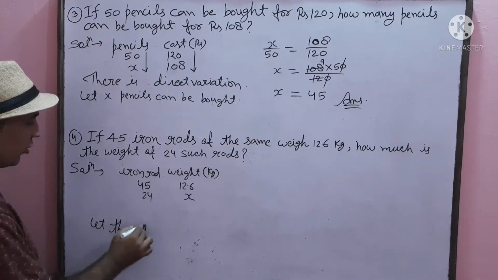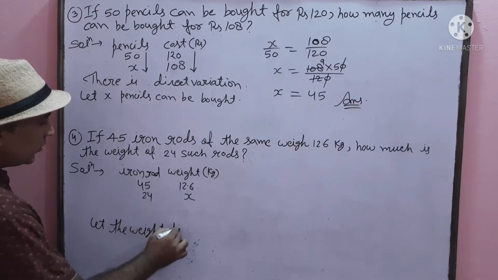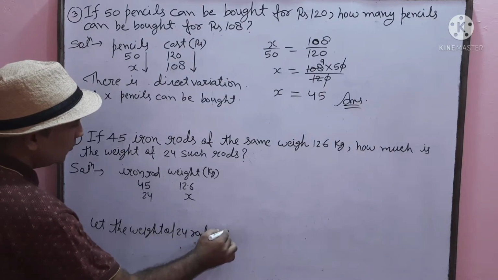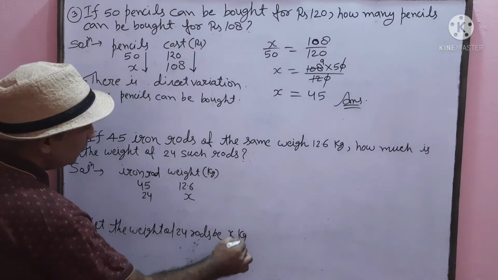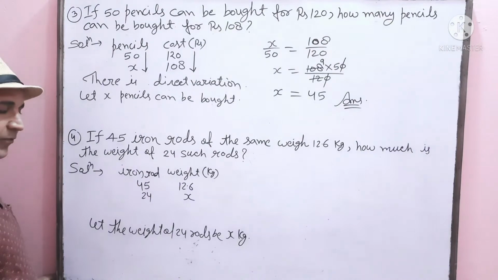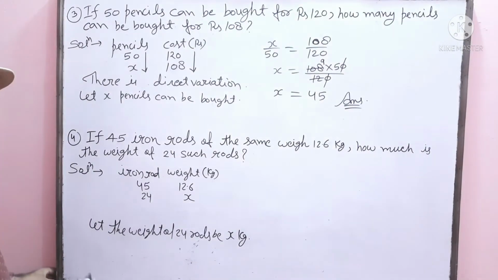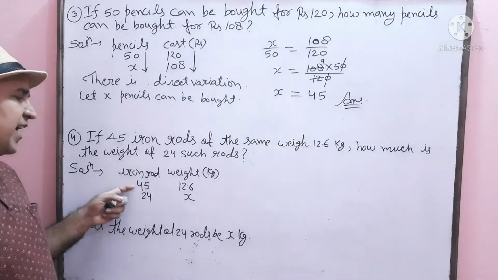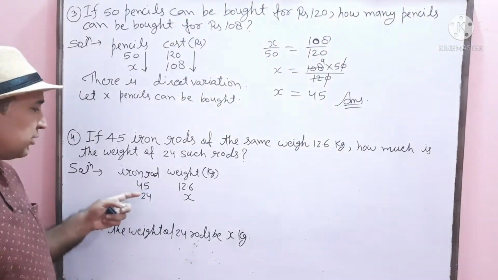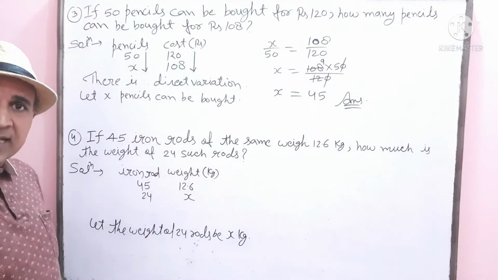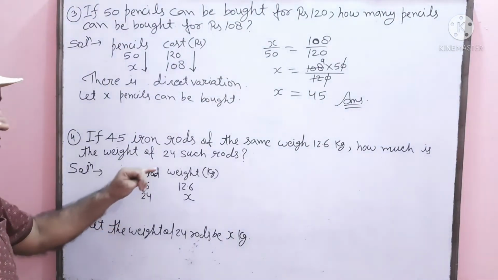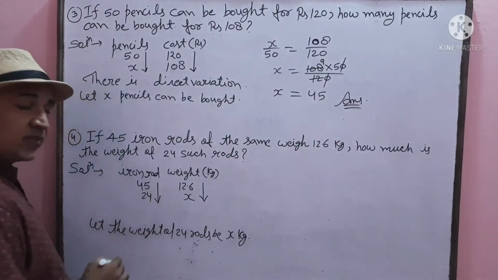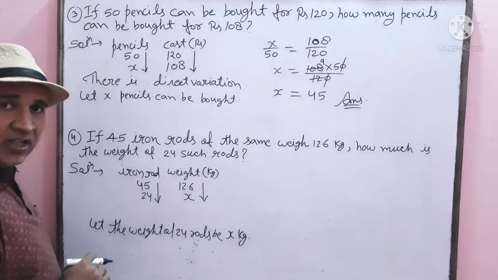Let the weight of 24 rods be x kg. Again we will check which relation is here. Children, it's very easy to think. If the weight of 45 rods is 12.6, then 24 rods will weigh less than 12.6. Means the rods are decreasing, so the weight is also decreasing, and we call this direct variation.